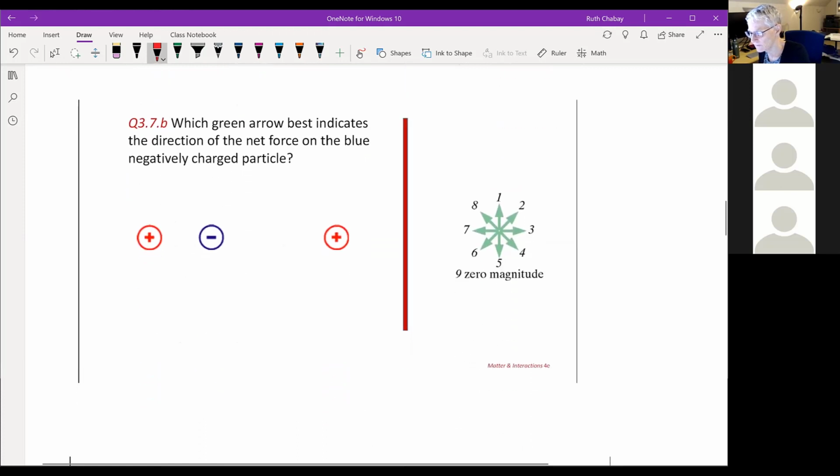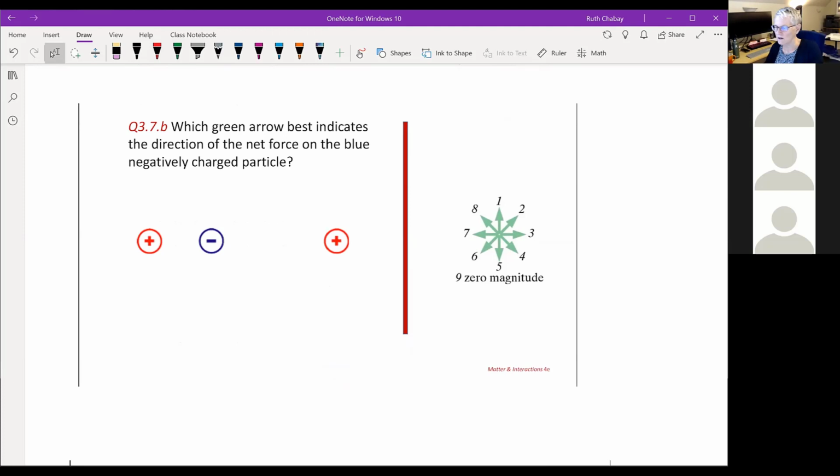Okay, let's try a more interesting one. We still want the net force on the negatively charged particle, but this time it's in between two equal positively charged particles. And you said overwhelmingly 7. And that is also exactly correct, so good job. This is somewhat more interesting because both of the red positive charges attract the negative charge. So the force, we'll call that F left, due to that positive charge is to the left. We'll call this L and that one R.